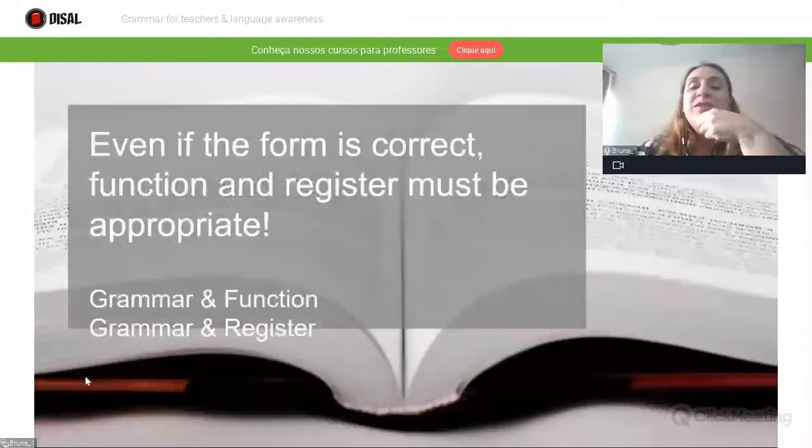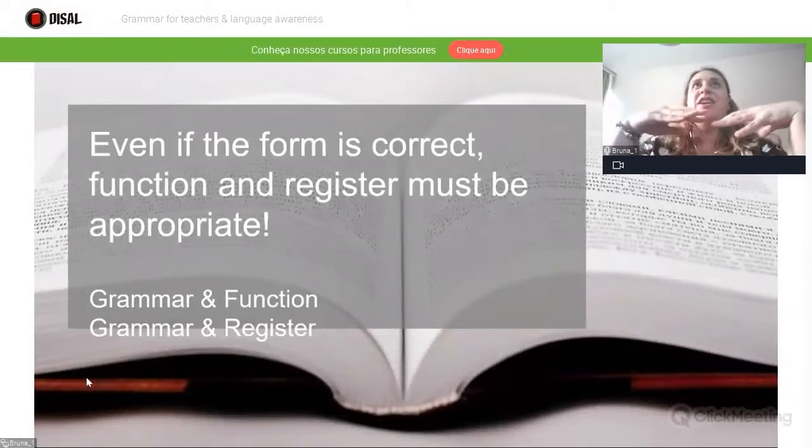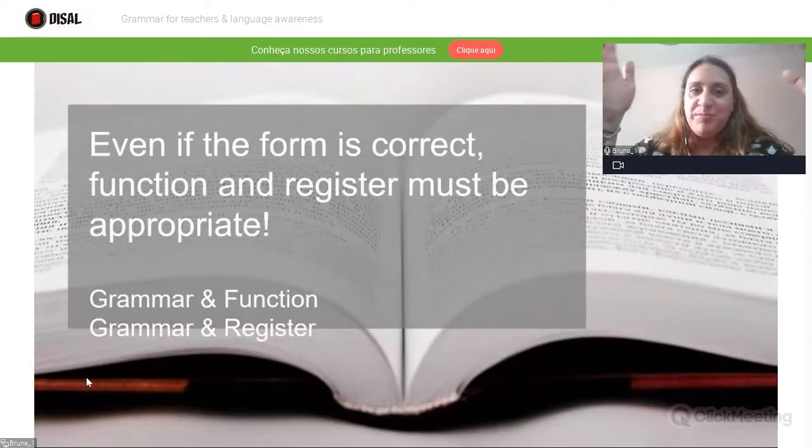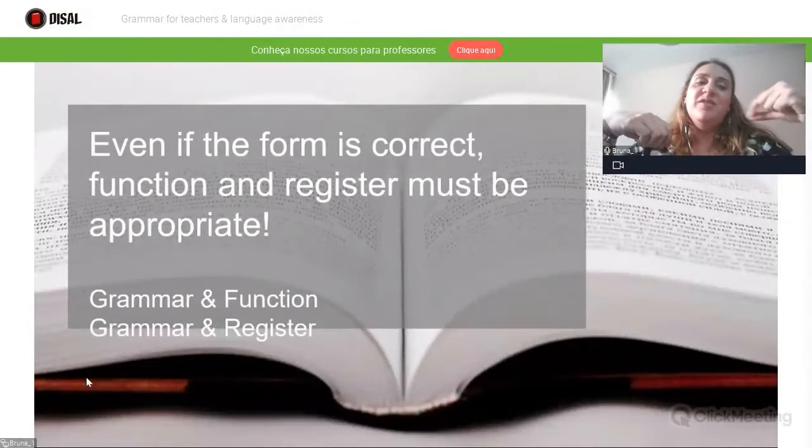So we teach function, we teach form, sorry, which are the rules and everything. We teach how to use the language. So when do we use this and that? When do we use present perfect? How do we form the present perfect? This is fine. But then there are many other instances that we need to teach. Function, like the intention associated with grammar, and also register.